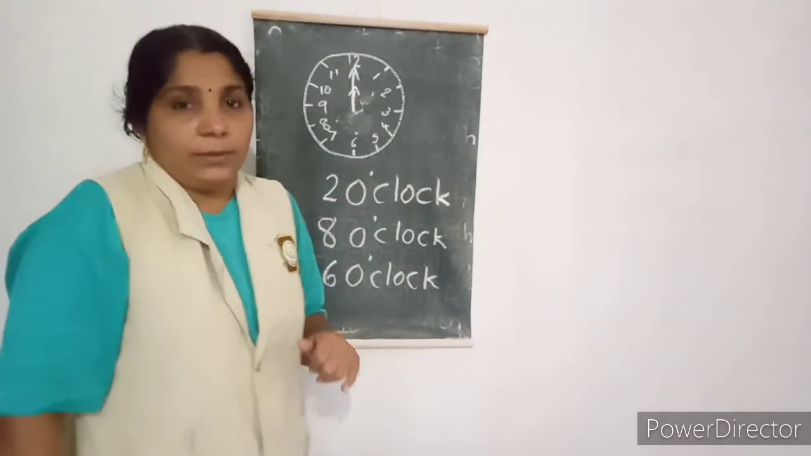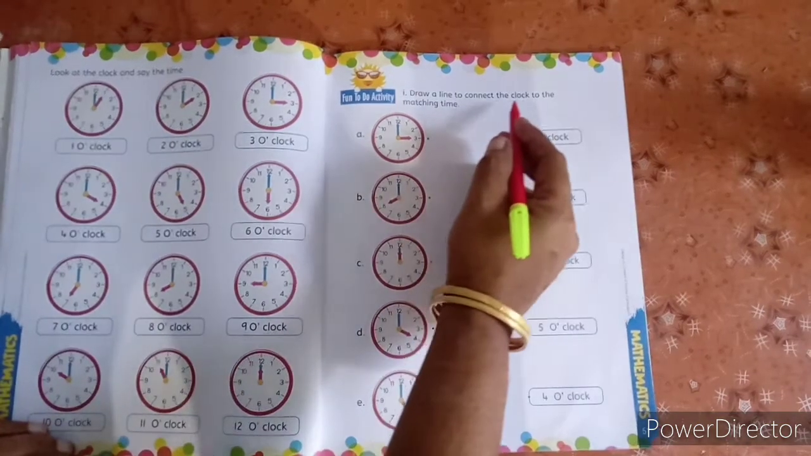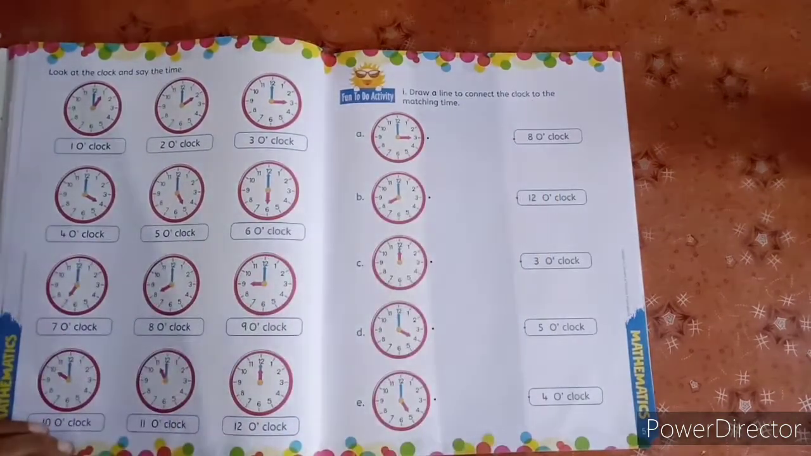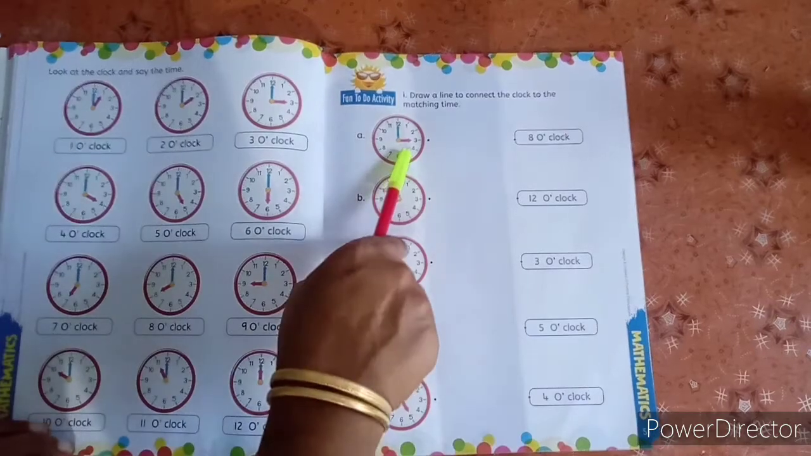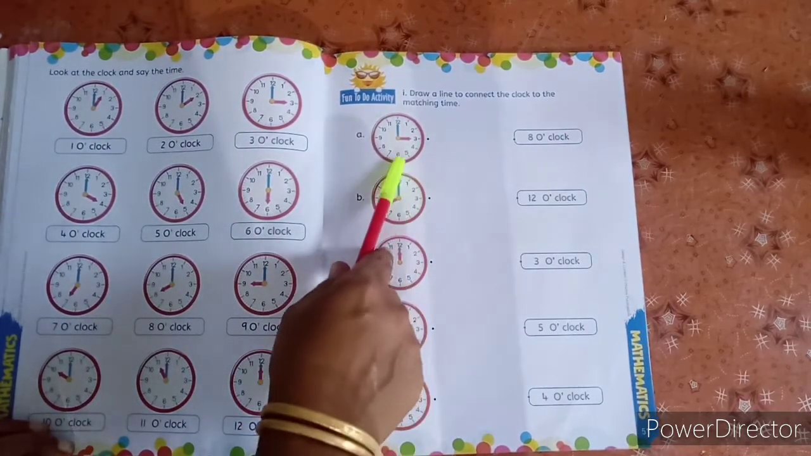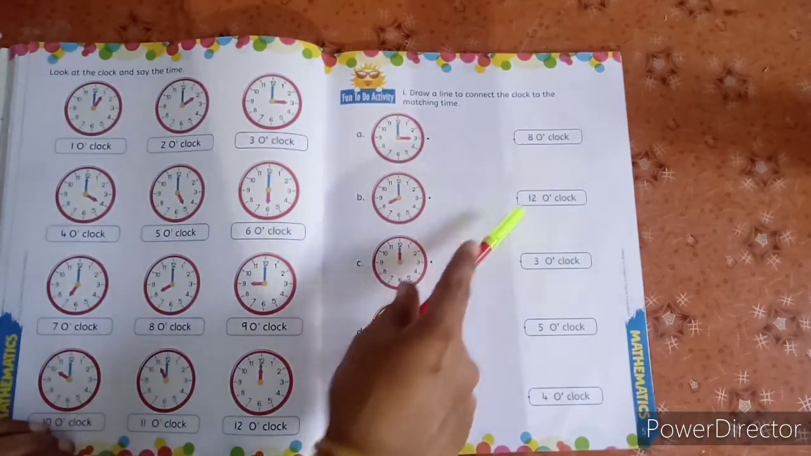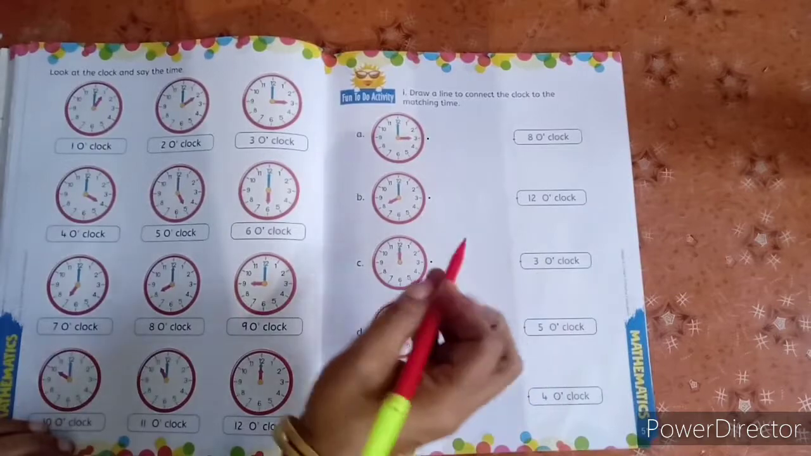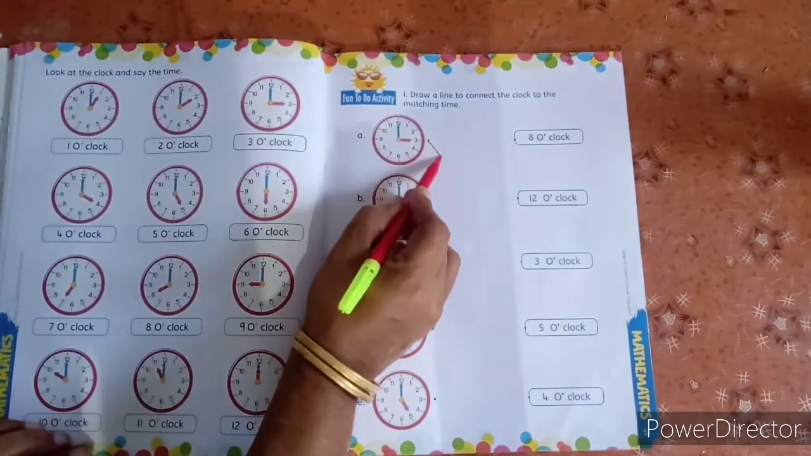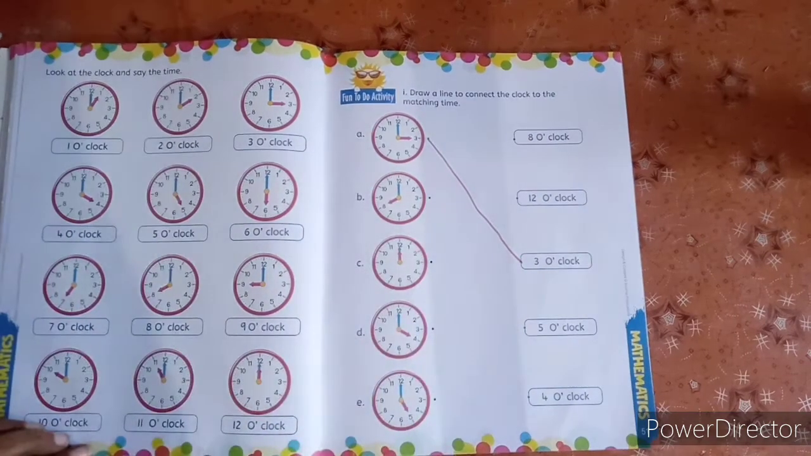Okay? Children, take your textbook, number 5, page number 51. Draw a line to connect the clock to the matching time. Here the short hand is at 3 and the long hand is at 12. That is 3 o'clock. We will draw a line from this clock to 3 o'clock.